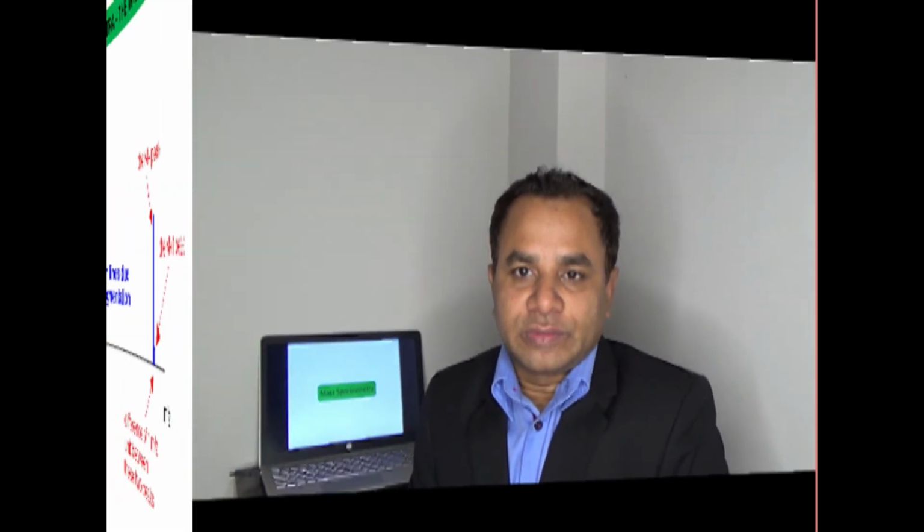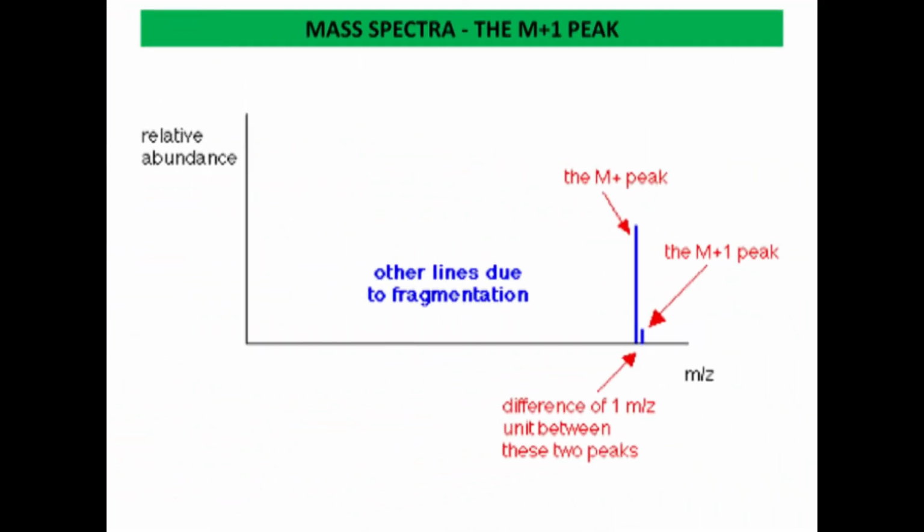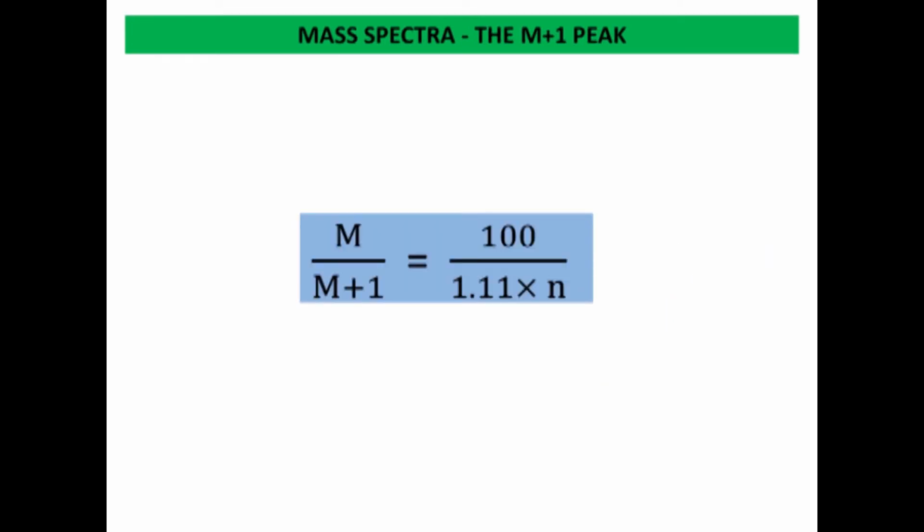The mass spectra of the M+1 peak. This is associated with the carbon-13 isotope. The ratio of M and M+1, when given, we can find the number of carbon atoms in an organic molecule. The ratio between these two is 1.11% of M+. The relation is here: M+ divided by M+1 is equal to 100 divided by 1.11 multiplied by n. Using this we can find the number of carbon atoms in the organic molecule.